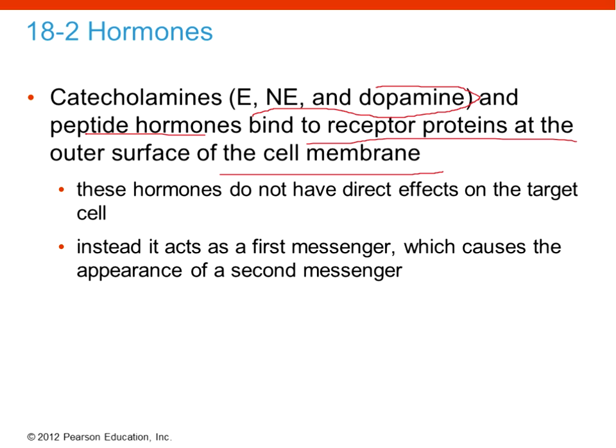The hormone acts as what we call a first messenger, which then causes the appearance of a secondary messenger and then can have an impact on the target. So these hormones do not have what we call a direct effect, right? It's more of an indirect effect that it's going to have on the target.